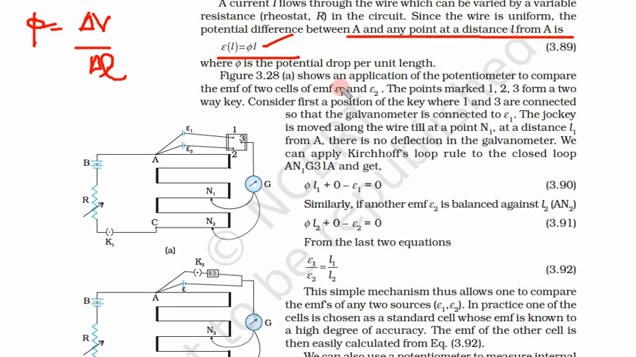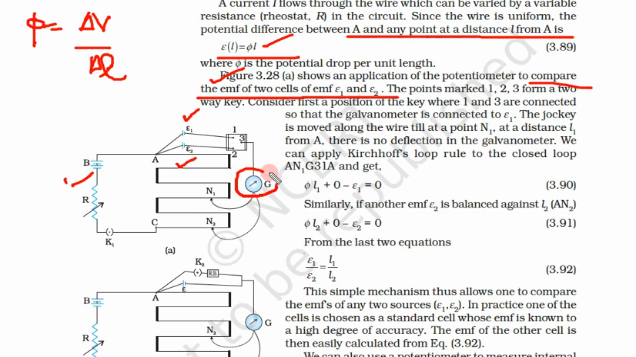Now let us see this first figure. This shows the first application of the potentiometer, and that application is the comparison of EMF of two cells, epsilon 1 and epsilon 2. So these cells have two EMFs. The first cell has epsilon 1 and the second cell has epsilon 2. We have to compare the EMF of these two cells. Now we have this primary circuit which is powering this potentiometer. In this primary circuit we add these two cells, epsilon 1 and epsilon 2, which have their respective EMFs.